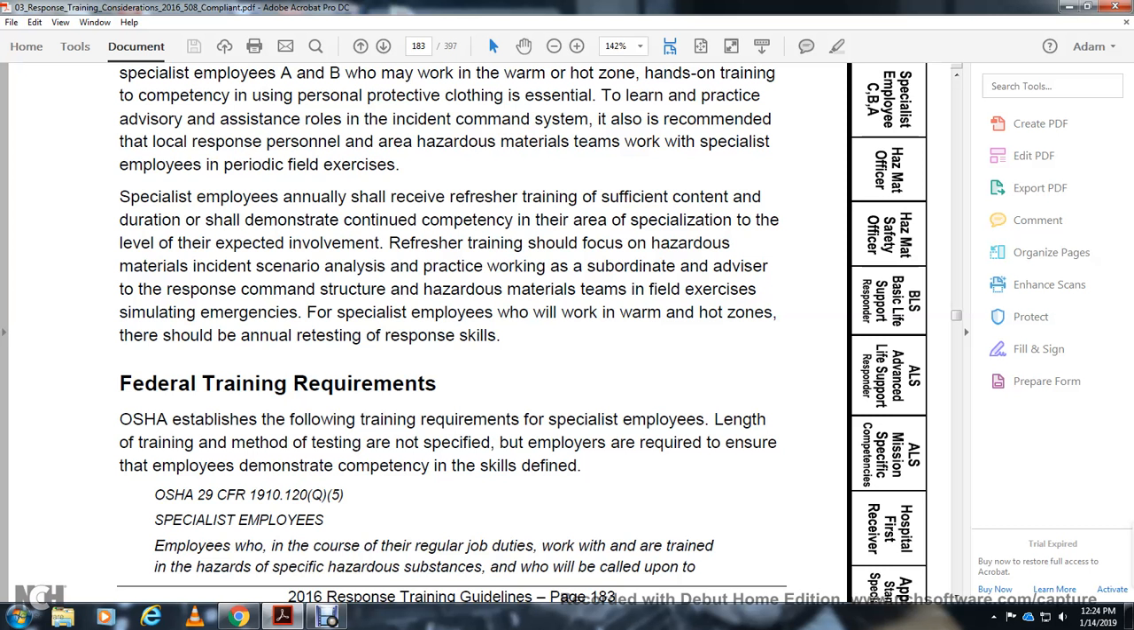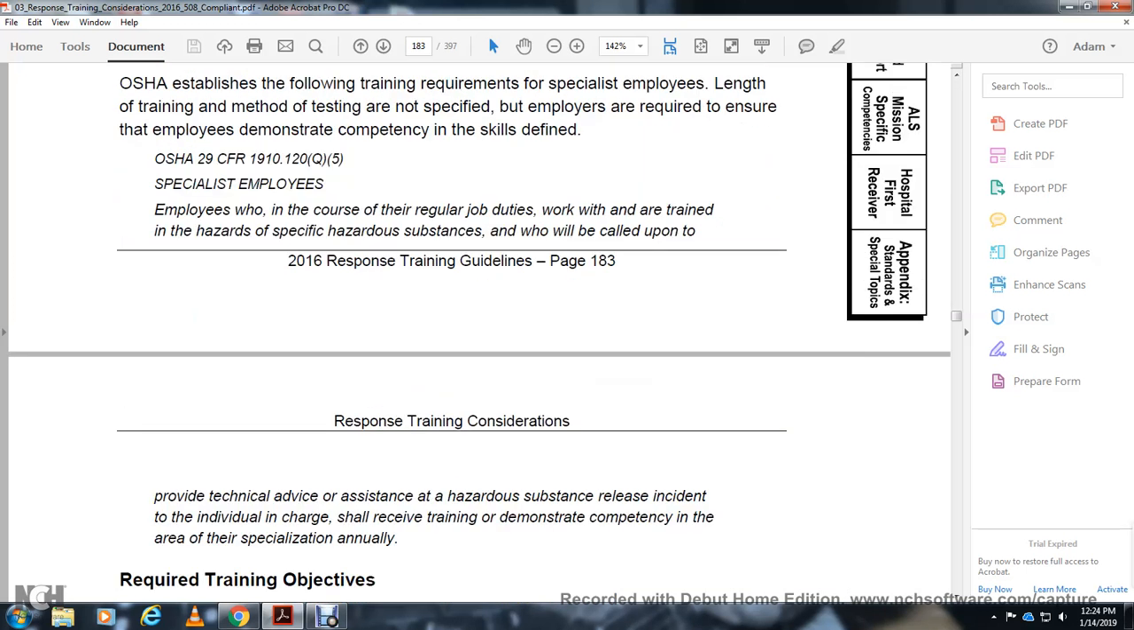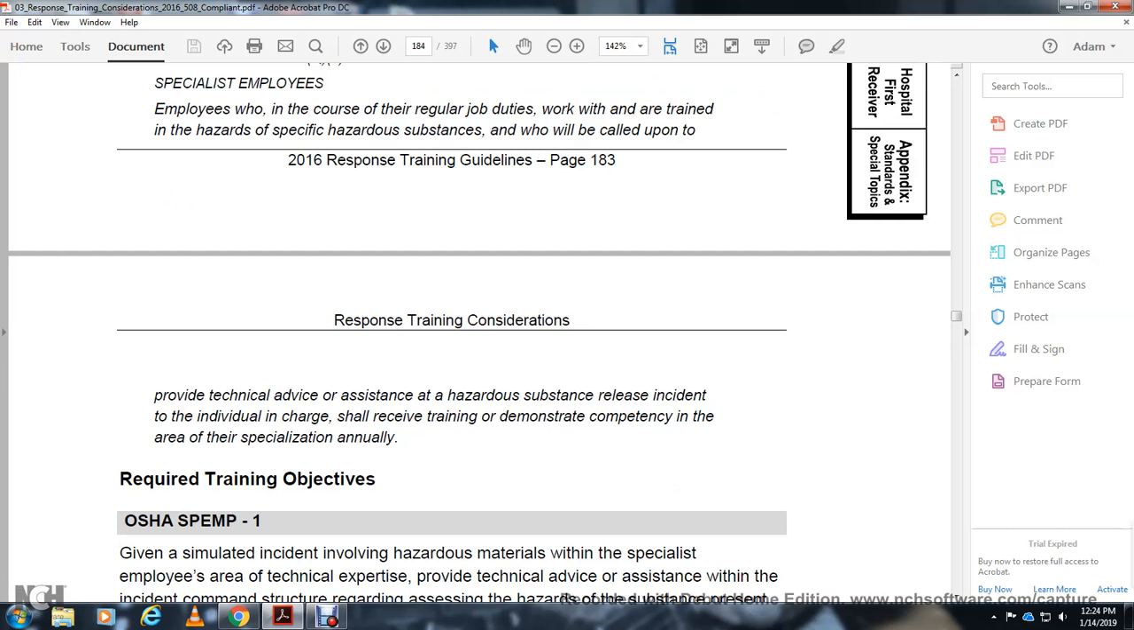OSHA training requirements: OSHA established training requirements for specialist employees, but the length of training, the training method and the training test are not specified. Employers are required to ensure that employees demonstrate competency in the skills defined in OSHA Title 29 CFR 1910.120(q)(5). Specialist employees who, in the course of their regular job duties, work with or are trained in specific hazardous substances, and who will be called upon to actively provide technical assistance when a hazardous substance is released, shall receive training to demonstrate competency in their area of specialization annually.